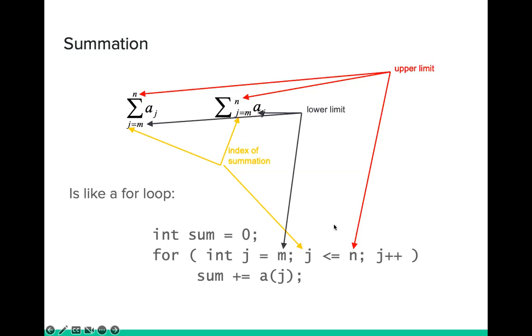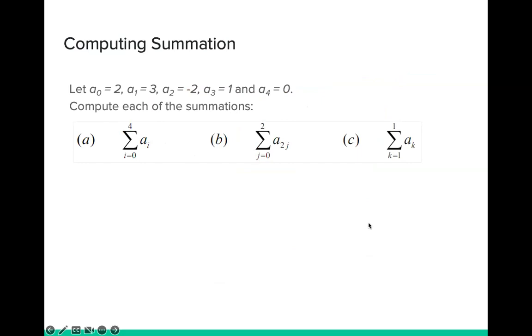Okay, and m is the lower limit. So let us have some more examples. Suppose we have the initial conditions a sub 0, a sub 1, a sub 2, and a sub 3 with values 2, 3, -2, 1, respectively. And a sub 4, of course, is equal to 0. So let us try to compute each of these summations.